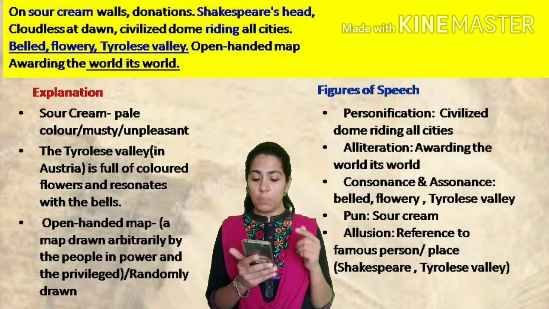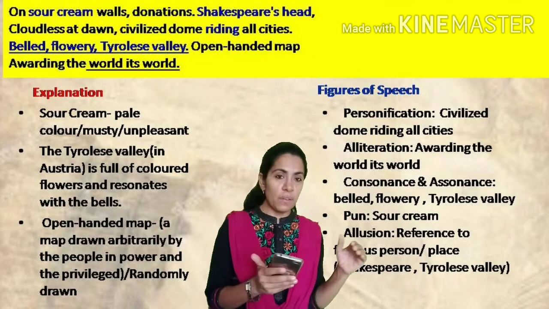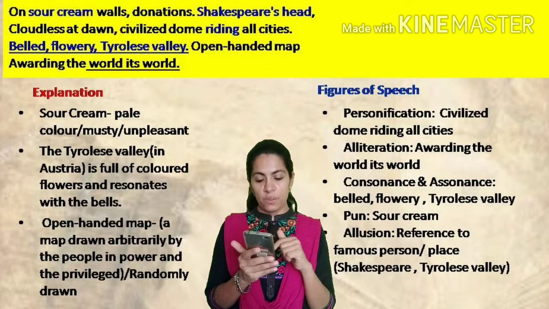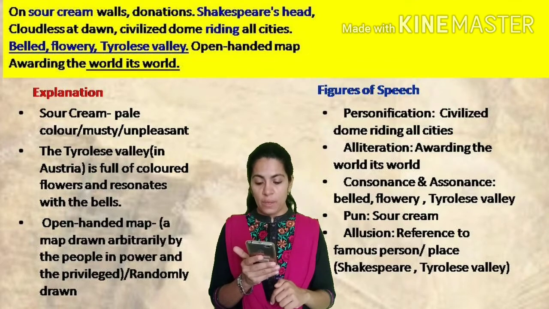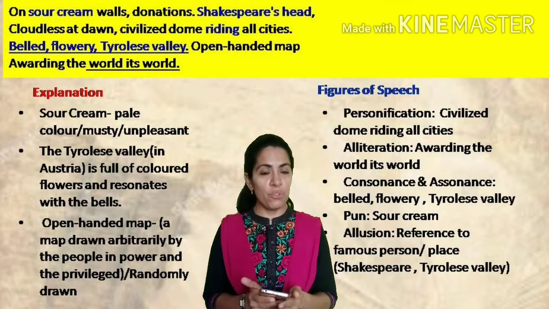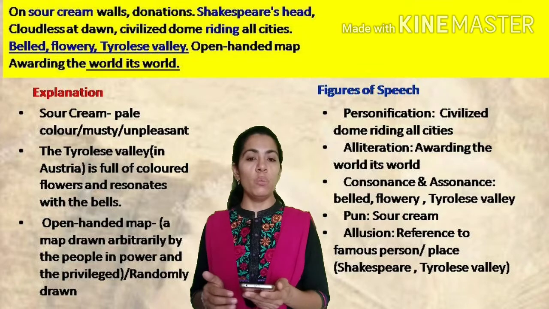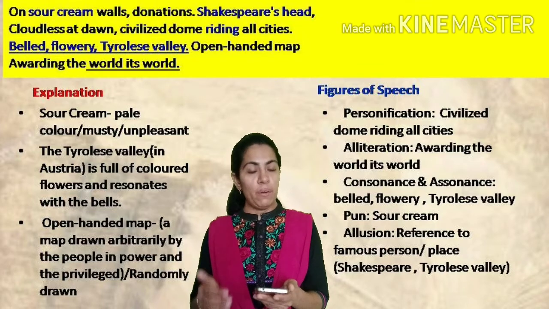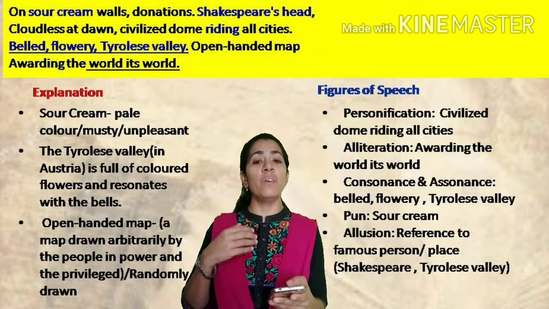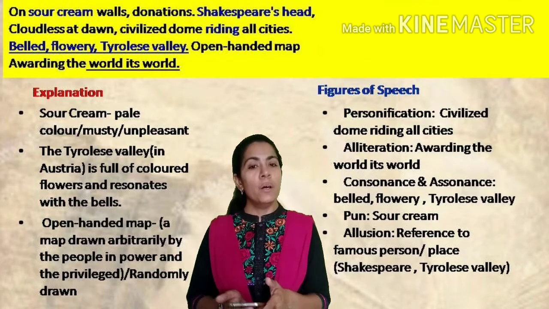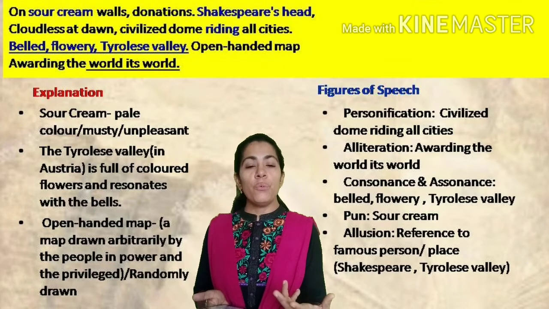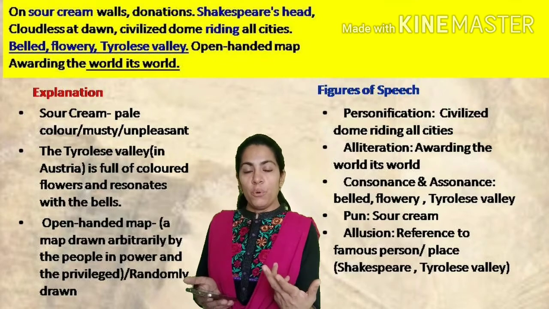And that's why the poet says that these are the major things which are displayed on the walls. Cloudless at dawn, civilized dawn, riding all cities. Bell, flowery, Tyrolese valley. Another image displayed on the wall is of Tyrol Valley, a valley in Austria, very famous for its greenery and its flowers.